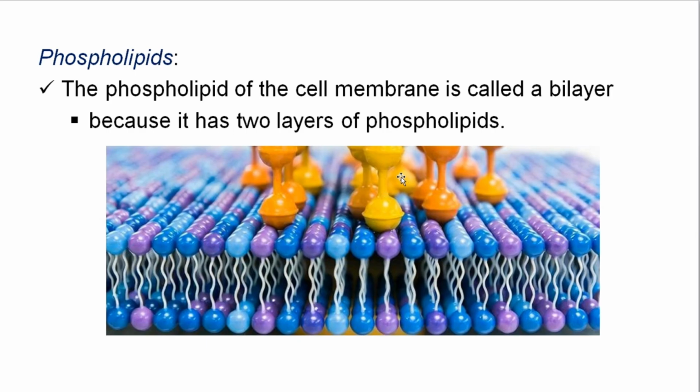The phospholipids of the cell membrane are called a bilayer, two layers, because there are two layers of phospholipids, the outer layer and the inner layer.